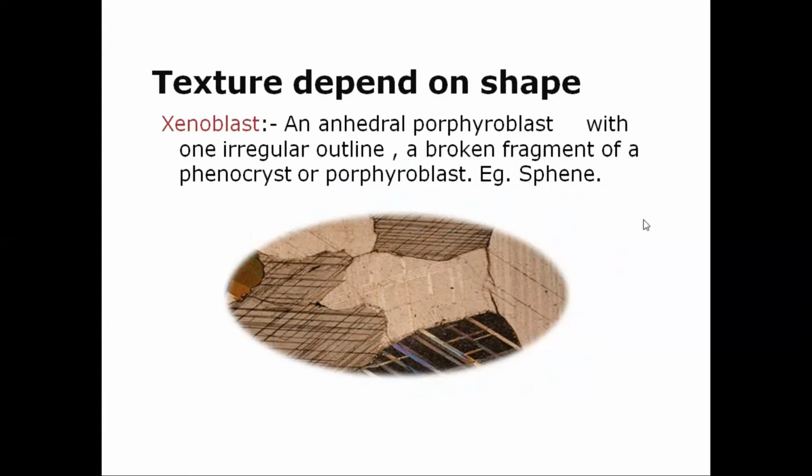Xenoblast is nothing else than a crystal that doesn't have crystal faces, like an anhedral shape, and this represents a broken fragment of phenocryst or porphyroblast. So an example is sapphire. You can see this crystal doesn't have any crystal faces. That is characteristic of a mineral.